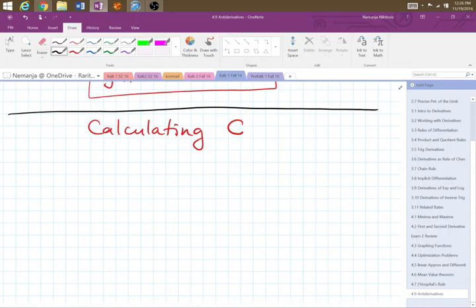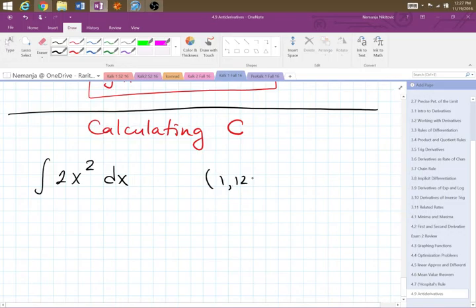Let's say I have the integral of 2x squared dx, and I want to force it to go through the point, let's say, (1, 12). That's a point right there. And we call this one the initial condition.